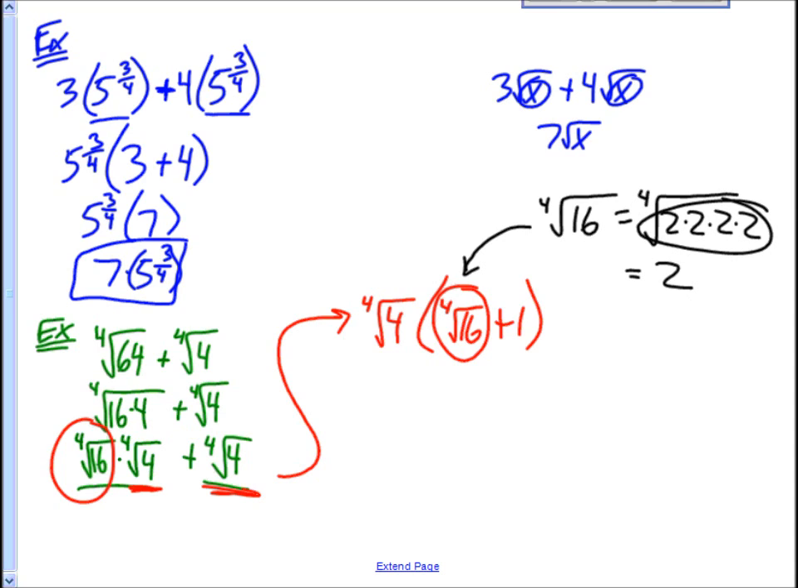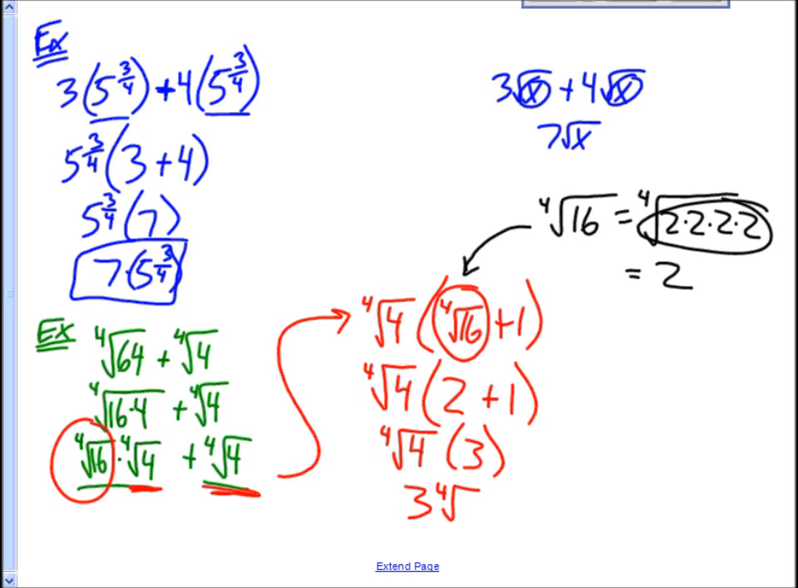So I got, in front here, this 4th root of 4, and then this is actually 2, this one. So I got 3 times the 4th root of 4. And you'll typically see that written that way, right there. 3 times the 4th root of 4. Okay? So lots of practice with these things here.